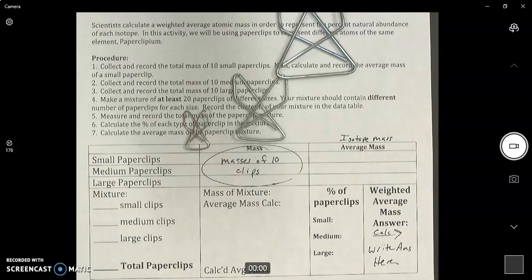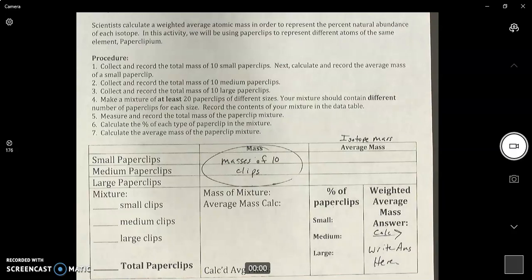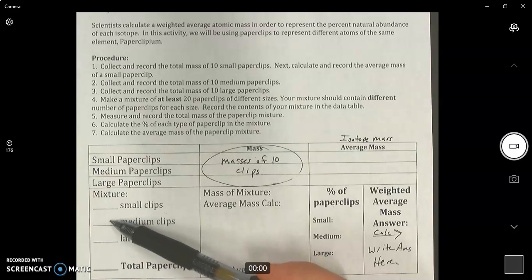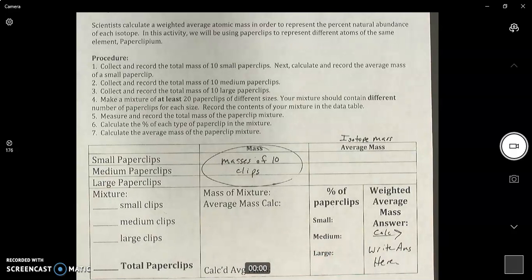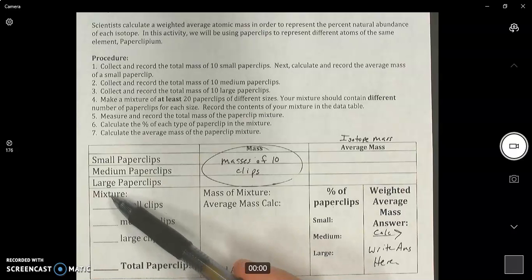We just built a random sample of at least 20 clips, and those 20 clips make up just a paperclip sample that we would find in nature if this was an element. The numbers are provided for you on the sheet in the assignment. It gives you the total number of clips. You're going to need to add those up to get your total.